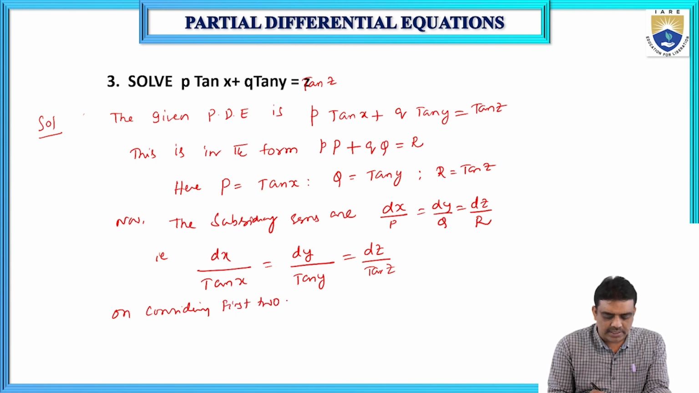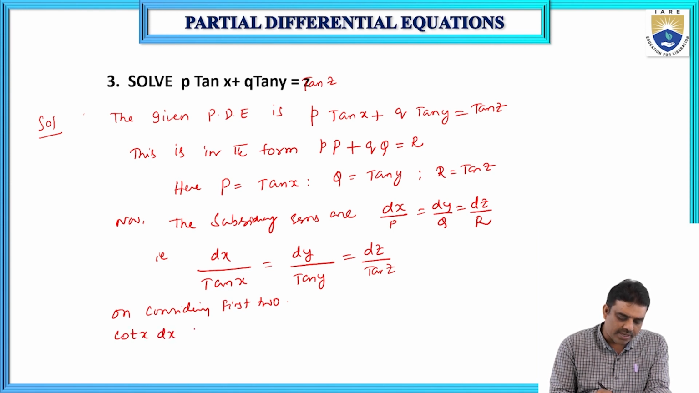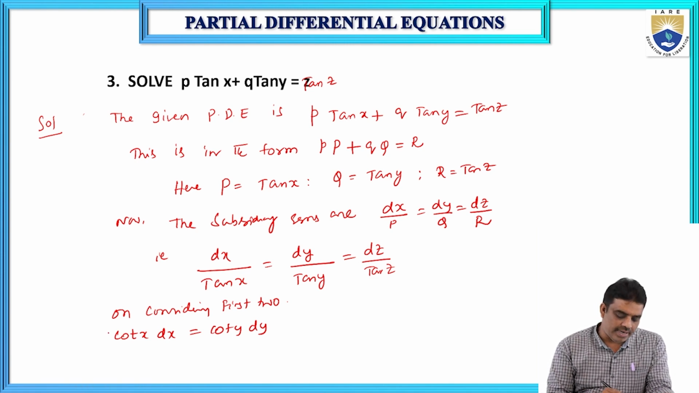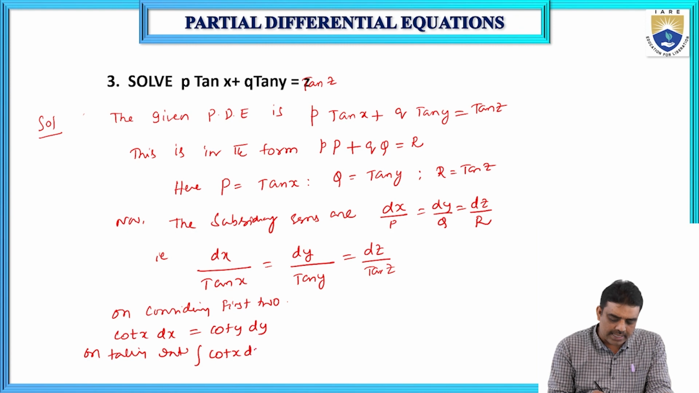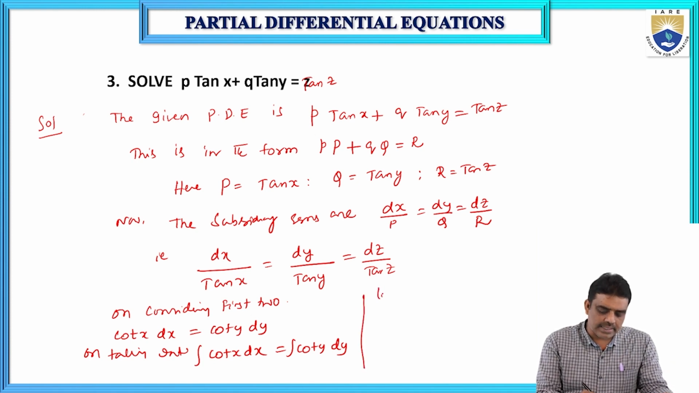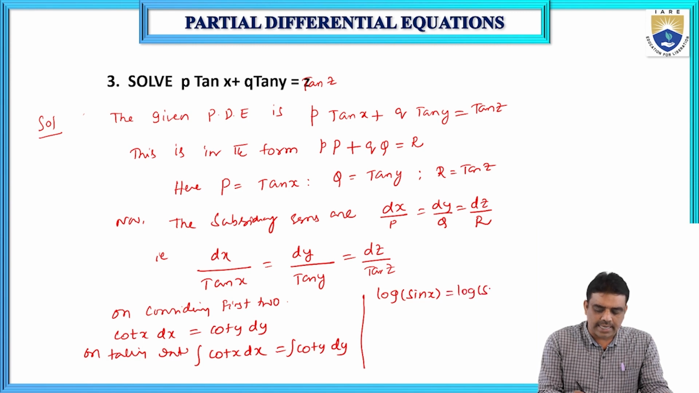Now on considering the first two equations, what you will get? Cot x dx is equal to cot y dy. I'm considering the first two. Cot x dx is equal to cot y dy. On taking integration, integral cot x dx is equal to integral cot y dy. So what is integral cot x dx? That is log sin x is equal to log sin y plus log c.